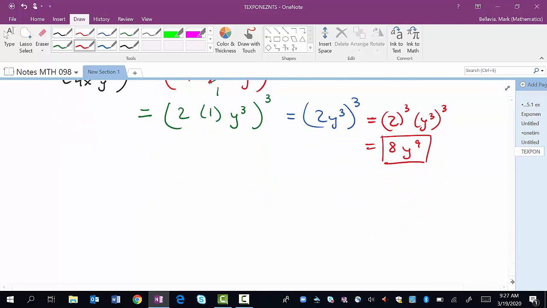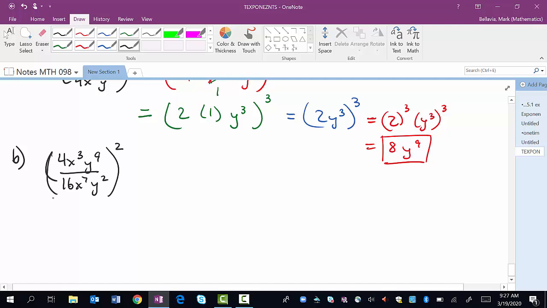Taking a look at the next example. If I wrote 4x to the third y to the 9th over 16x to the 7th y to the second power, this whole thing squared.